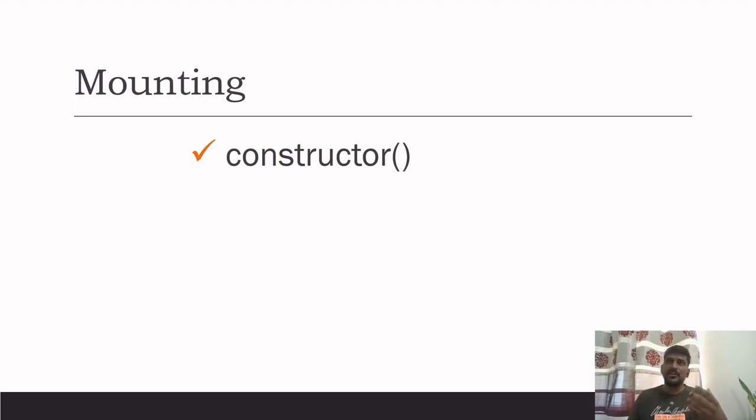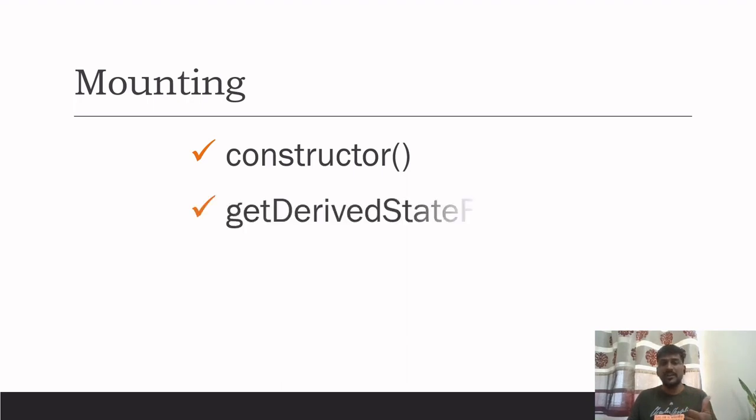In the constructor, we set all the default values, constant values, or a state object. The constructor is used for that, and we should also call the parent component class constructor. Then after that, the second method which gets called is getDerivedStateFromProps. This method basically lets us modify our state object based on the props passed from the parent component. Based on those values, we can modify our state object, and that will be returned back.